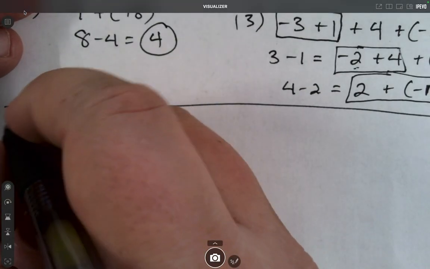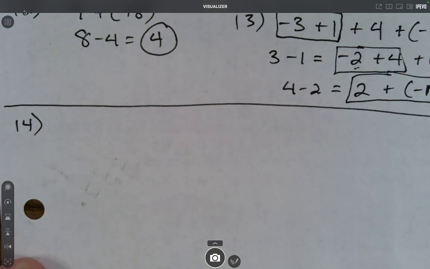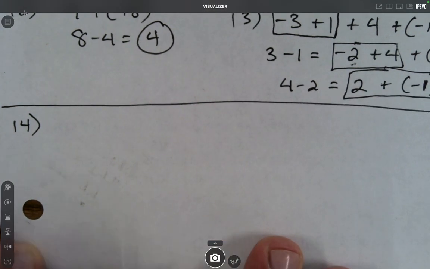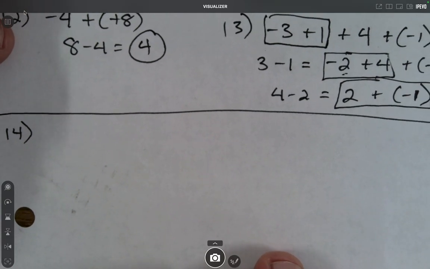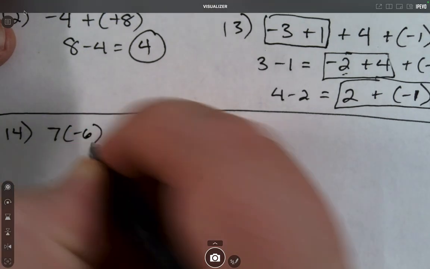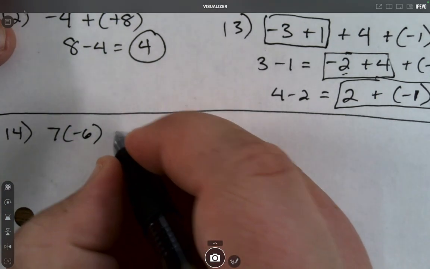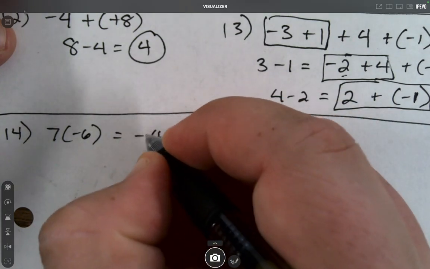Okay, so for 14 through 21, we're multiplying and dividing. Remember the rules for that are that if the signs are the same, the answer is positive. If the signs are different, the answer is negative. I get 7 times -6. So 7 times 6 is 42, and the signs are different, so the answer is negative.